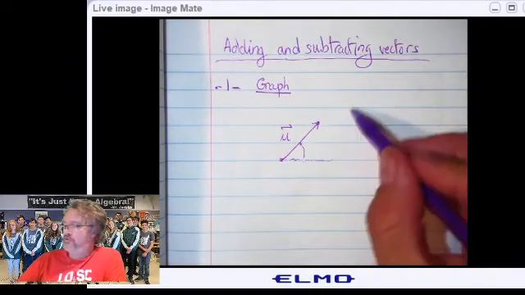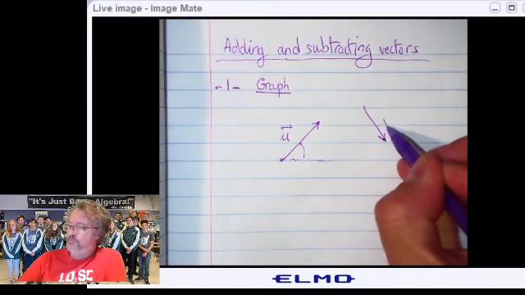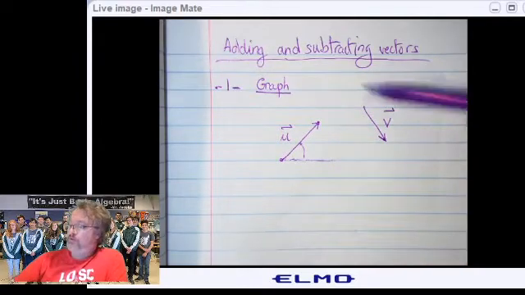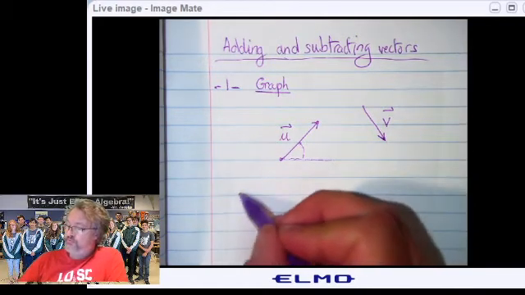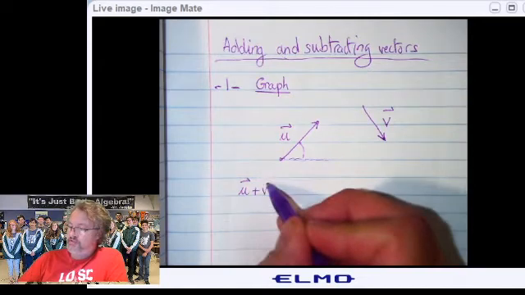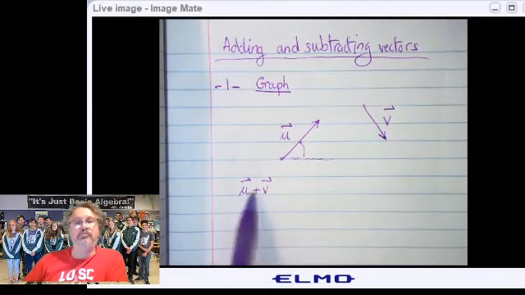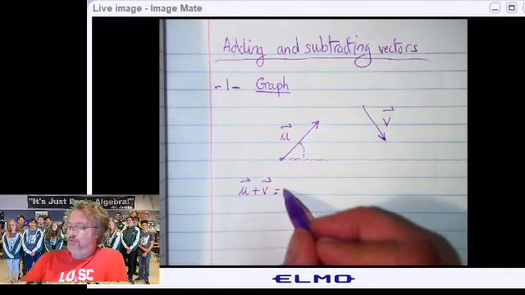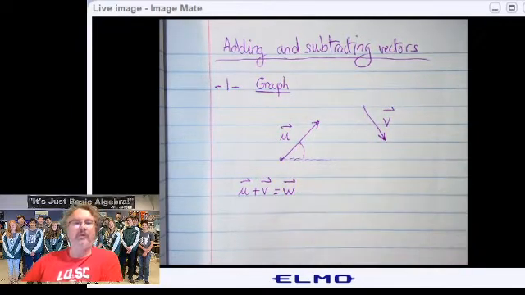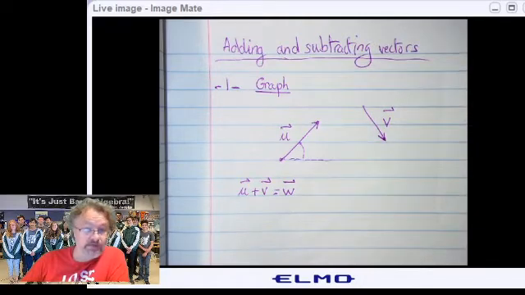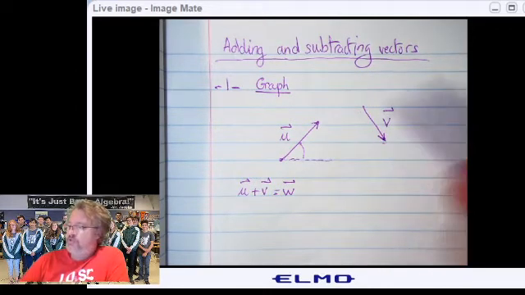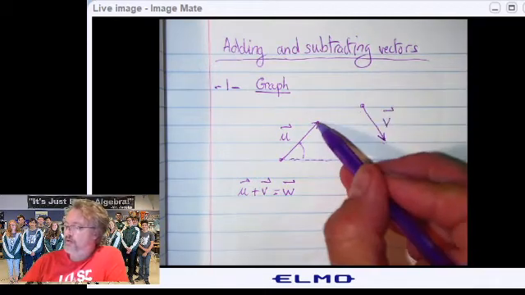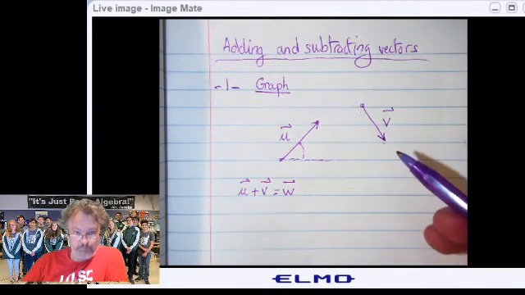If I take another vector, let's take the vector v for example, this vector v also has a starting point and an end point. So if I want to find the resultant of the vector u plus the vector v, which we can call w, the process is a purely graphical process. It's enough to move this vector such that the starting point of this vector is at the end point of the previous one.